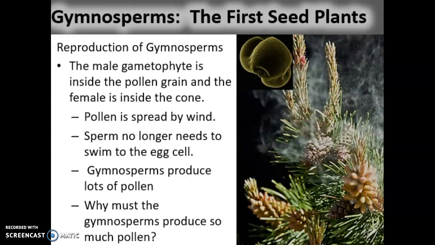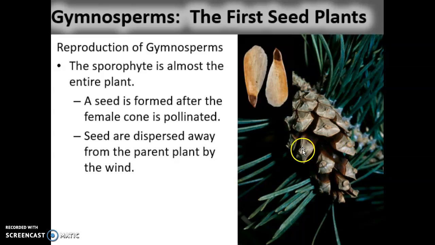So you produce so much pollen because a lot of it's going to be wasted because the wind blows it in the wrong direction and it lands on your cars, it lands on the ground. It's not carried where you want it to go because you can't trust the wind. However, a few of these pollen grains will find their way to a female cone that looks like this. The scales of this female cone contain the egg cell. So the pollen grain lands on that cone, and eventually the sperm travels through a tube, fertilizes the egg cell, and produces a seed that looks like this.